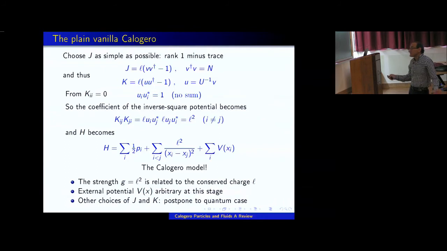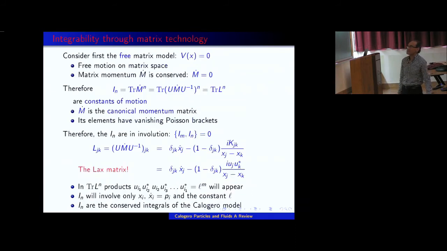The external potential can be arbitrary at this stage. I haven't talked about integrability. I just reduced the model to particles. And of course, other choices of this J are possible and correspondingly K, but we will postpone that discussion to the quantum case where things become more interesting.